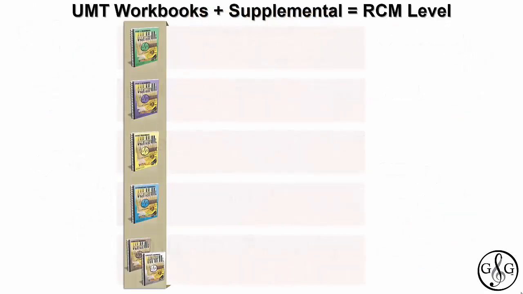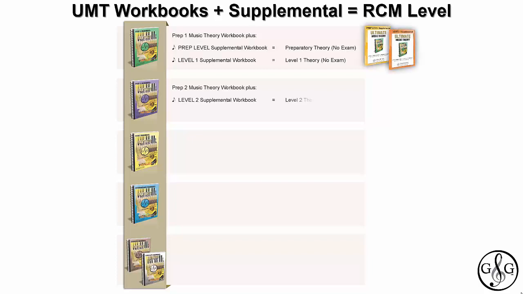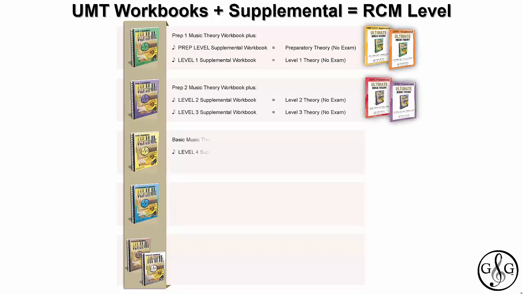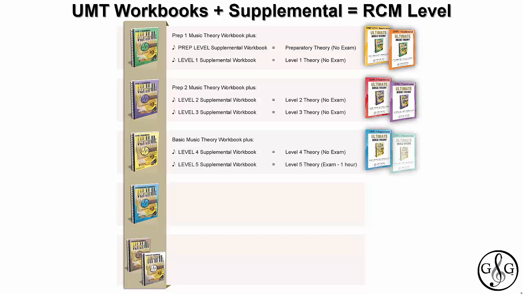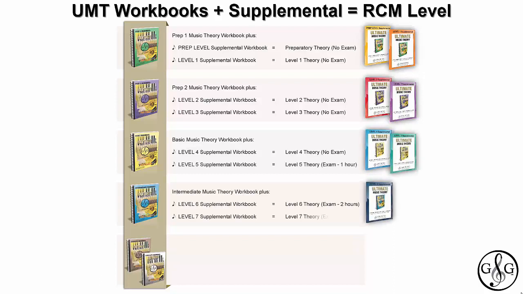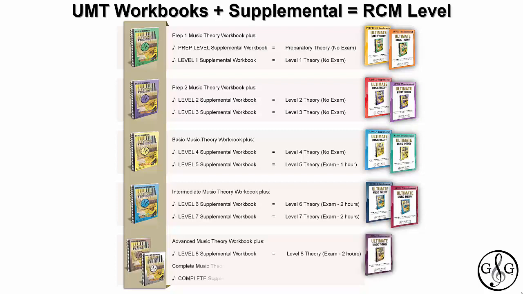The quick overview is that the UMT workbooks plus UMT supplemental workbooks equal the RCM theory levels. So Prep 1 is used with the Prep level and Level 1, Prep 2 is used with Level 2 and 3, Basic is used with Level 4 and 5, Intermediate is used with Level 6 and 7, and finally Advanced is used with Level 8. The all-in-one complete workbook plus the complete supplementary workbook prepares students for the RCM Level 8 theory exam, and the RCM theory official exams begin with Level 5.